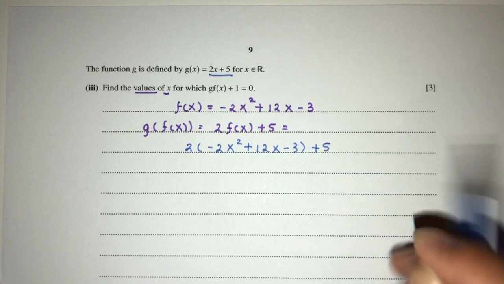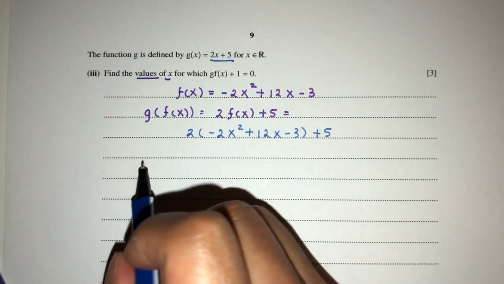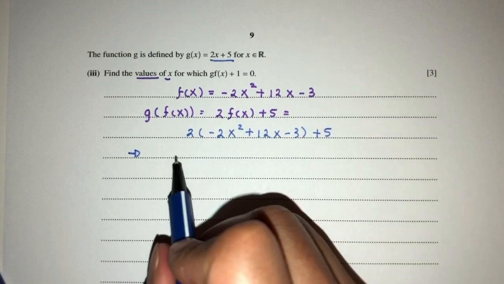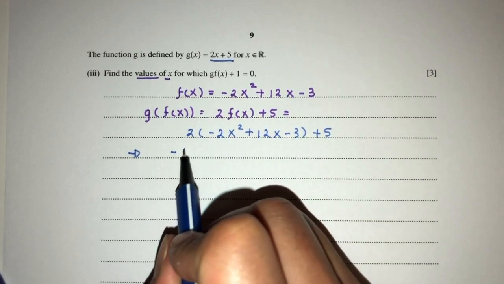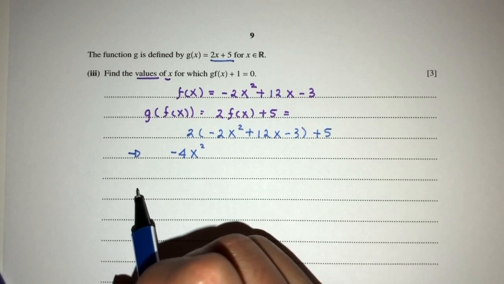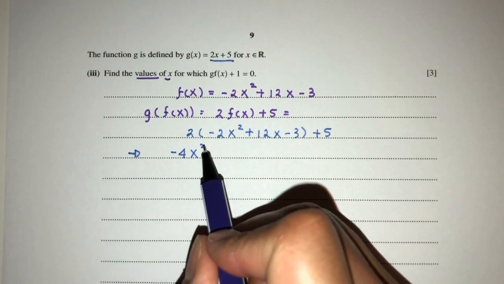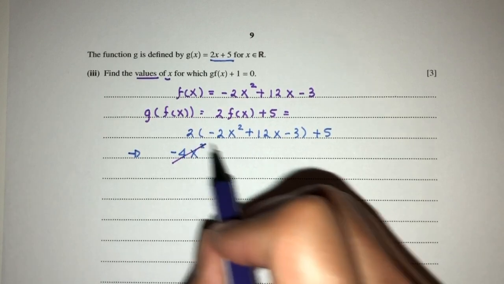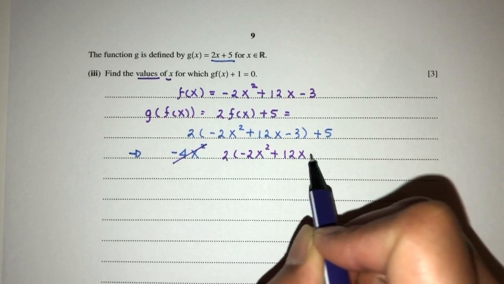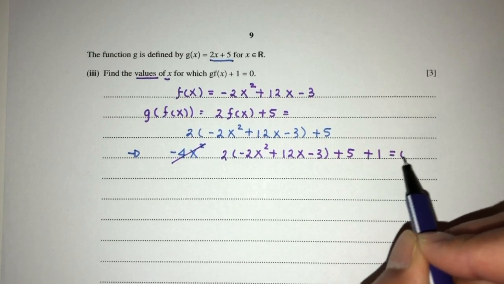plus 5. Now we can replace this back in the main equation, which is this one. So here right now we have g of f of x, which is this, that will be, let's expand, you will have minus 4x squared, right? And then we have what? So let's not expand, because we can do something right now. It'll be much easier for us. So we don't expand, you will have 2 times minus 2x squared plus 12x minus 3, plus 5, and then here we have plus 1 equal to 0.